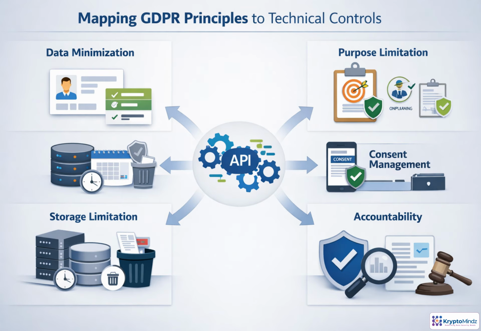GDPR only becomes real for engineers when each principle is tied to a concrete control. Data minimization means your APIs request only the attributes strictly needed to approve or reject onboarding. Purpose limitation is enforced by tagging every data call with a purpose and checking it against allowed workflows. Storage limitation turns into explicit retention rules and automated deletion jobs. And accountability becomes your logging, evidence, and reporting layer, proving everything was lawful and policy-driven.